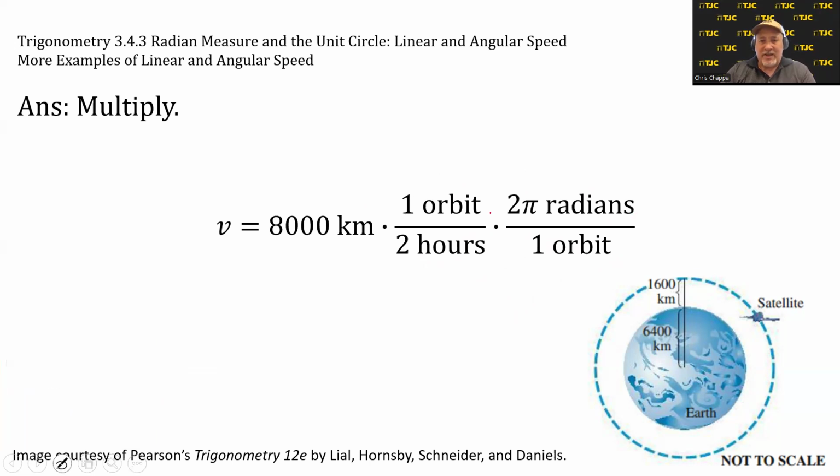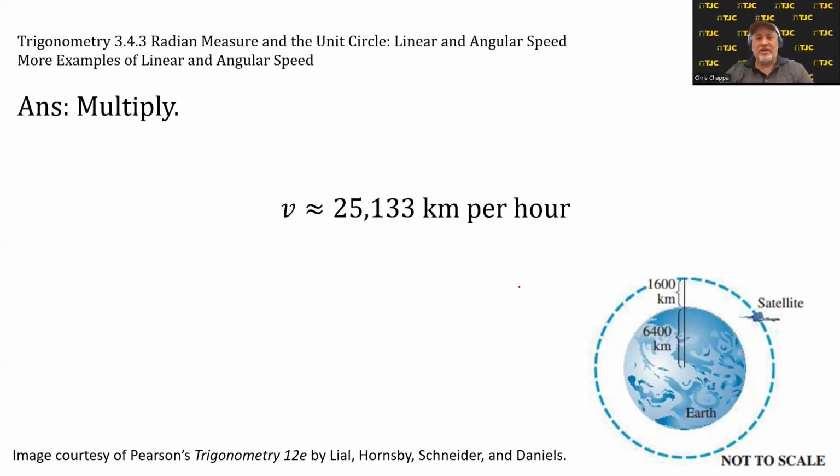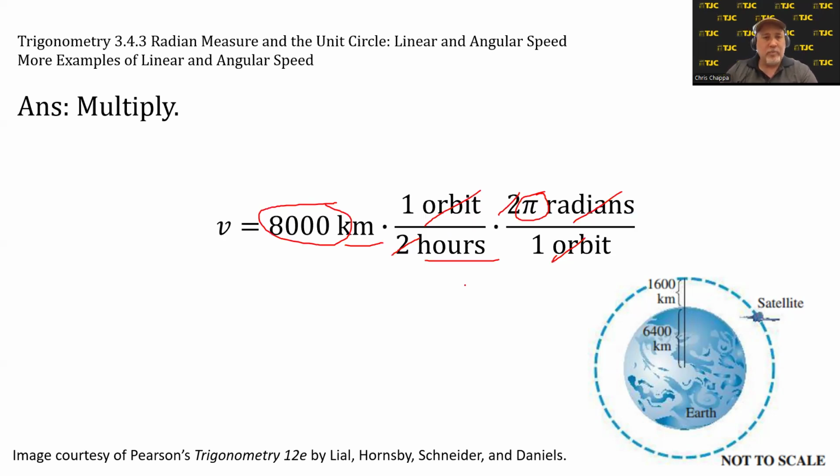It is worth mentioning that back here, we could do something like this. We could say that the orbits cancel, the radians are gone, the 2 hours cancels with the 2, leaving 8,000 pi kilometers per hour. But when you're measuring things in real world situations, maybe you want something more like 25,133 kilometers per hour as opposed to 8,000 pi.